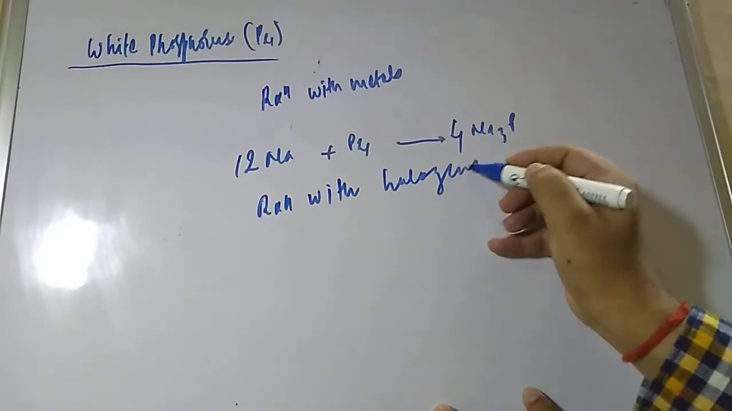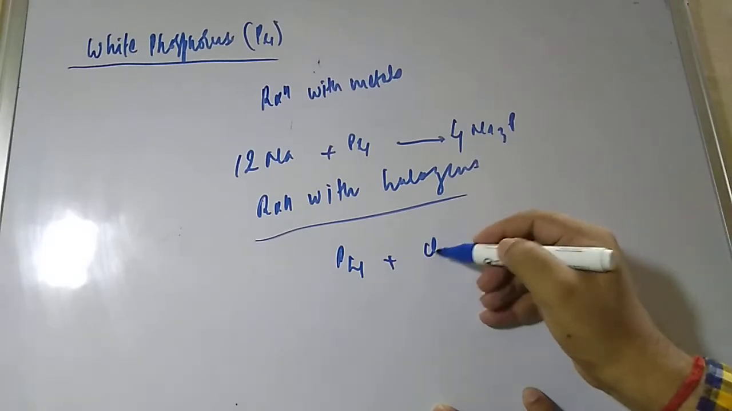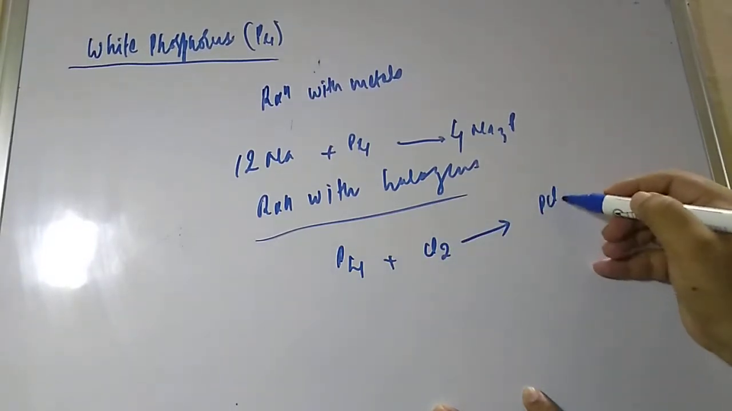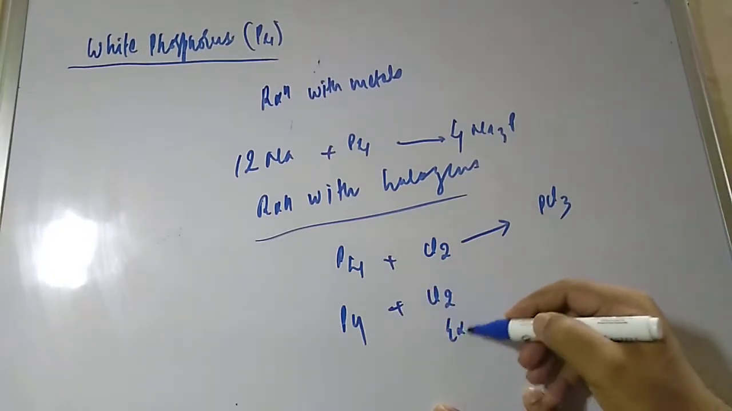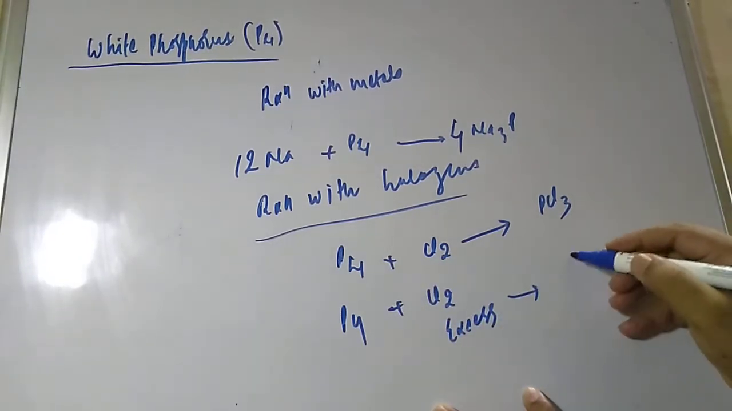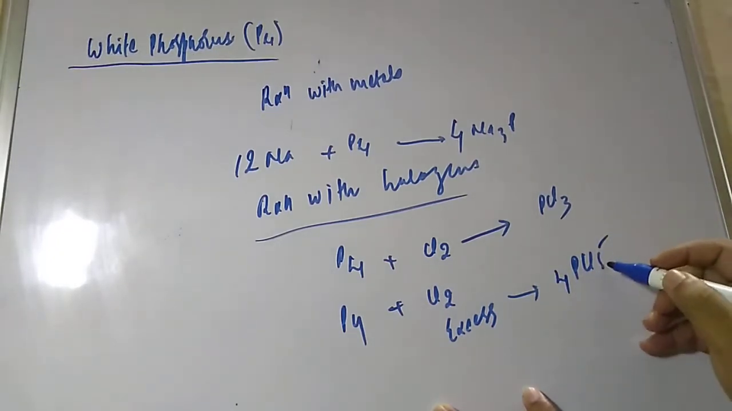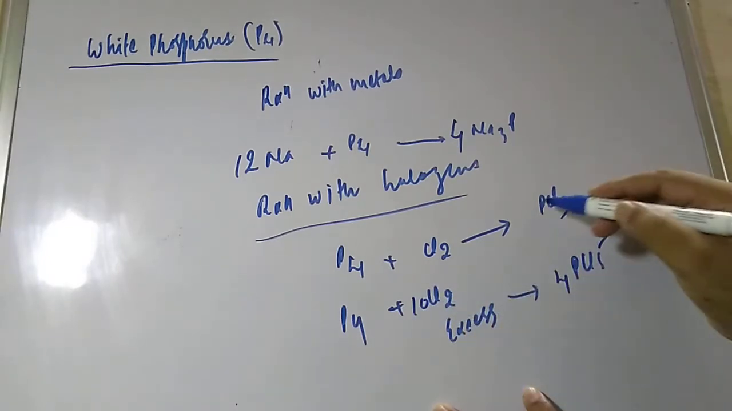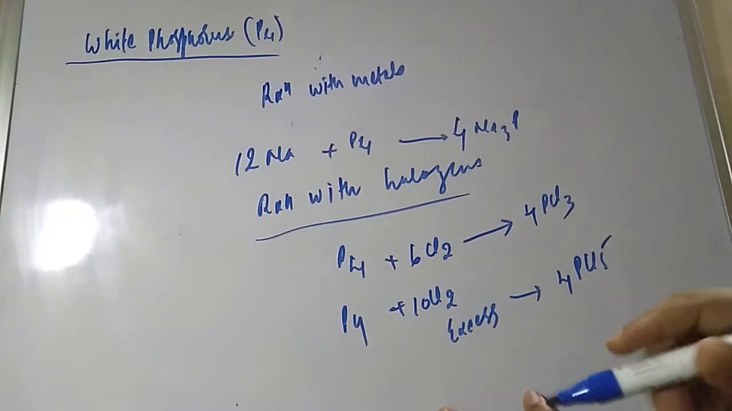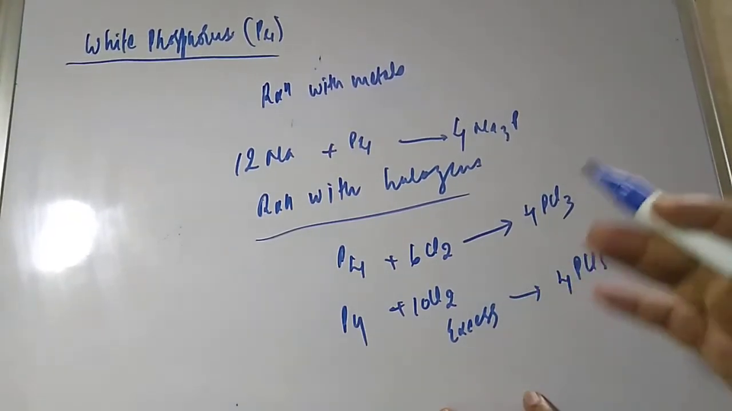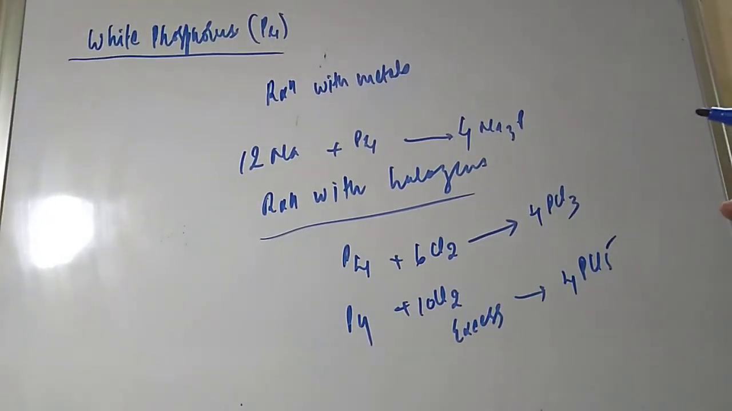So two types of halogen halides it will form. Firstly, P4 plus Cl2 will give PCl3, and again P4 plus Cl2, if you are taking it in excess, it will give PCl5. This is 4, so 5 fours are 20, so here 3, and 5 fours are 12, so here is 6. So this is the reaction with the halogen. So this is all about the white phosphorus.